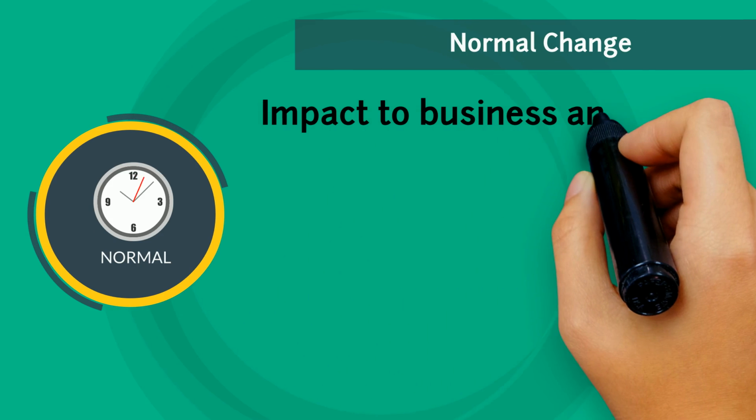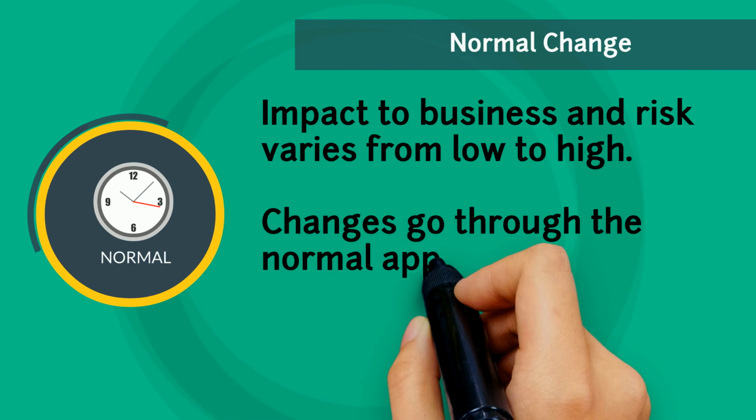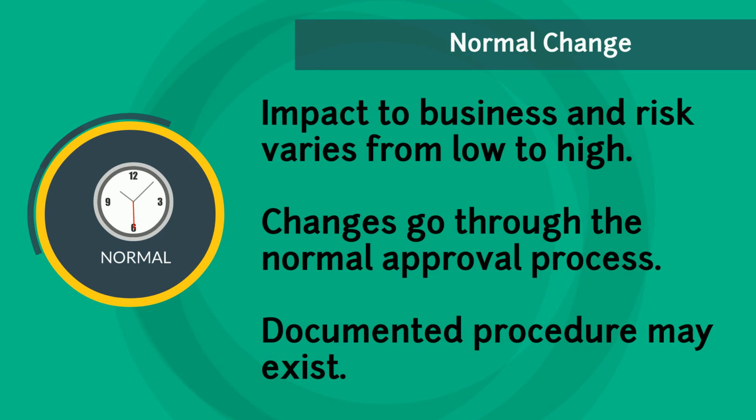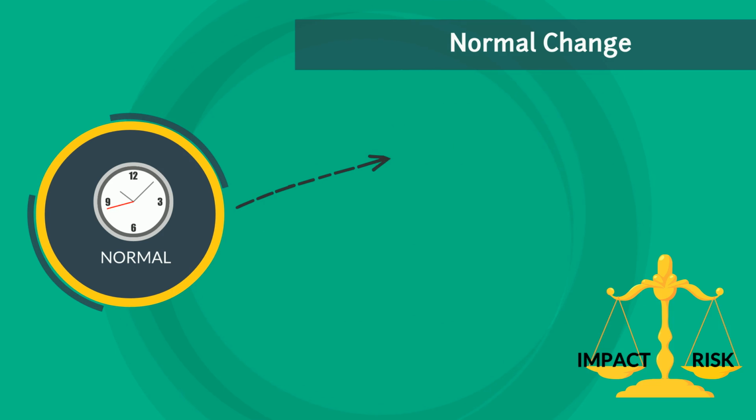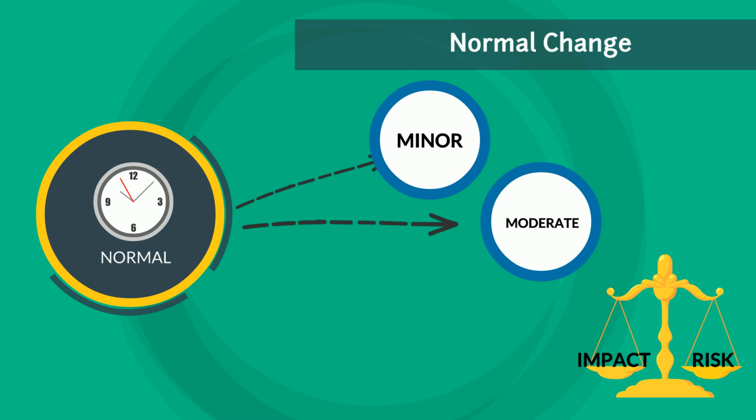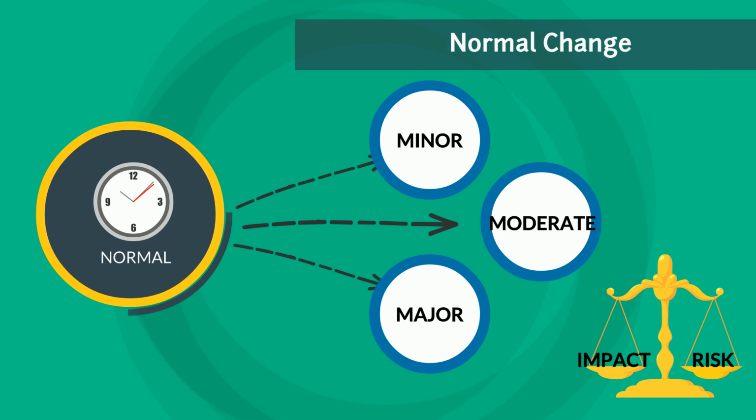Normal changes are the ones which has impact to business and risk, ranging from low to high. Changes go through the normal approval process and documented procedure may exist. Normal changes are further classified, based on business impact and risk involved in executing a change. They are minor, significant or moderate, and major change.